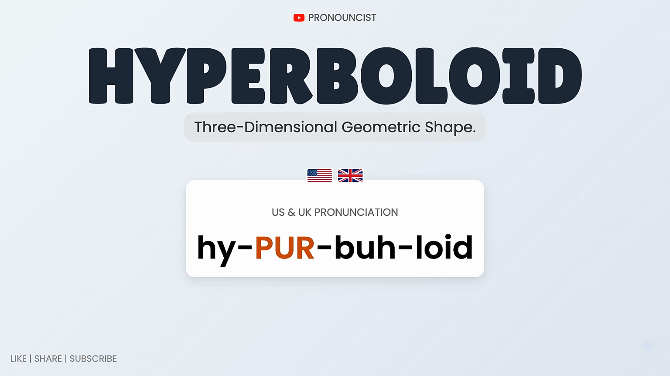Hy, per, b, loid. Hyperboloid. Practice repeatedly and you'll soon be able to say this word perfectly.